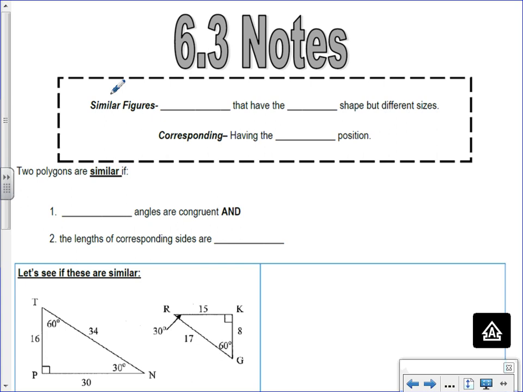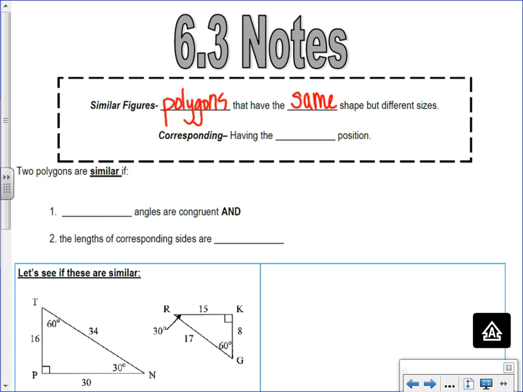Understand what it means to be a similar figure and what it means to have corresponding sides or angles. So similar figures are polygons. Polygons are closed shapes. So similar figures are polygons that have the same shape but different sizes.